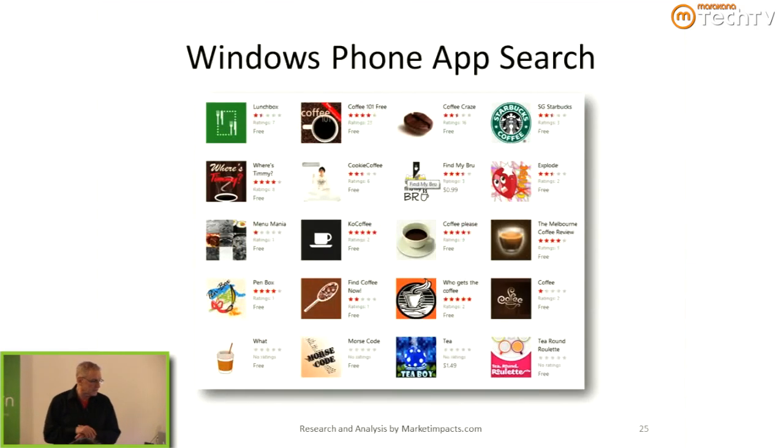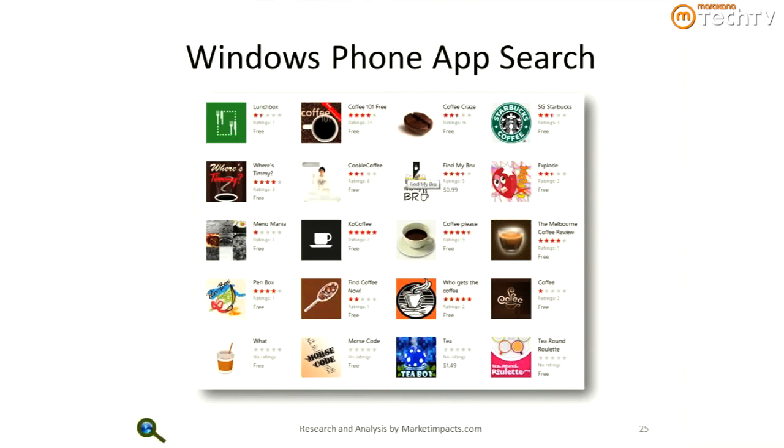And on the Windows Phone app search, you can see here that it's a little hard to spot correlations. I mean, the number one app is called Lunchbox, not called Coffee. It has a low rating.